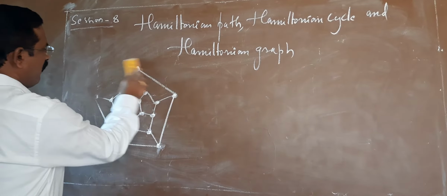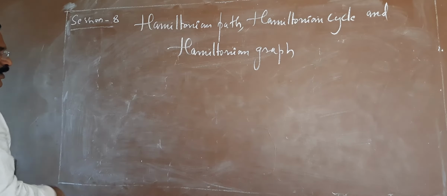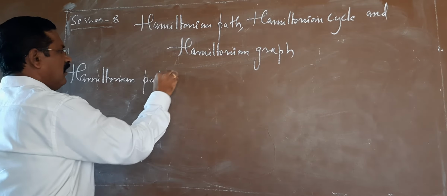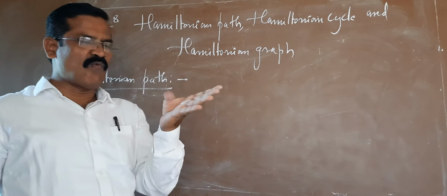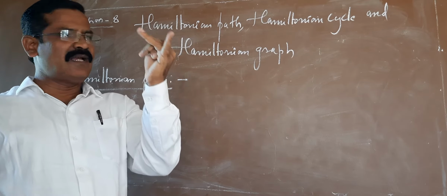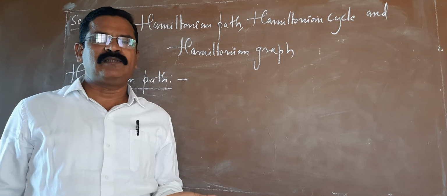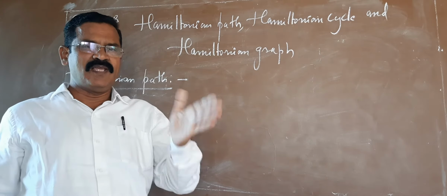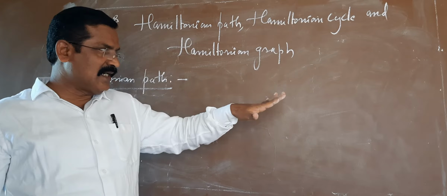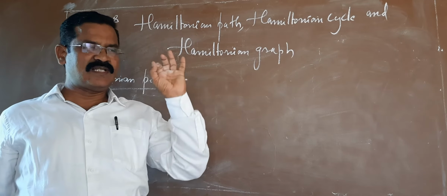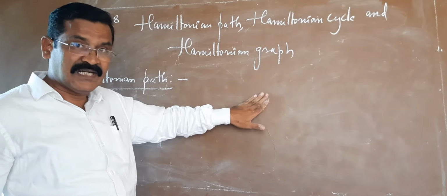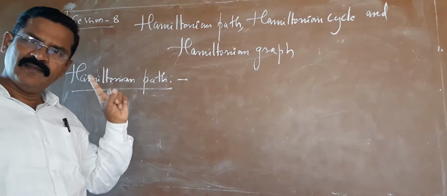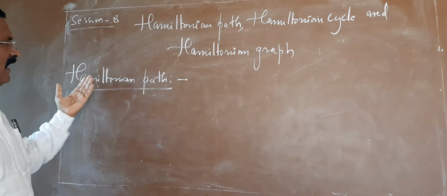Now first we try to define Hamiltonian path. What is a Hamiltonian path? In the previous class we have discussed walk, trail, path and cycle. So, a spanning path in a graph is called a Hamiltonian path. Whenever we use the word spanning, it implies it must contain all vertices of the graph. A path containing all vertices of the graph is called a spanning path. So that path is called a Hamiltonian path.